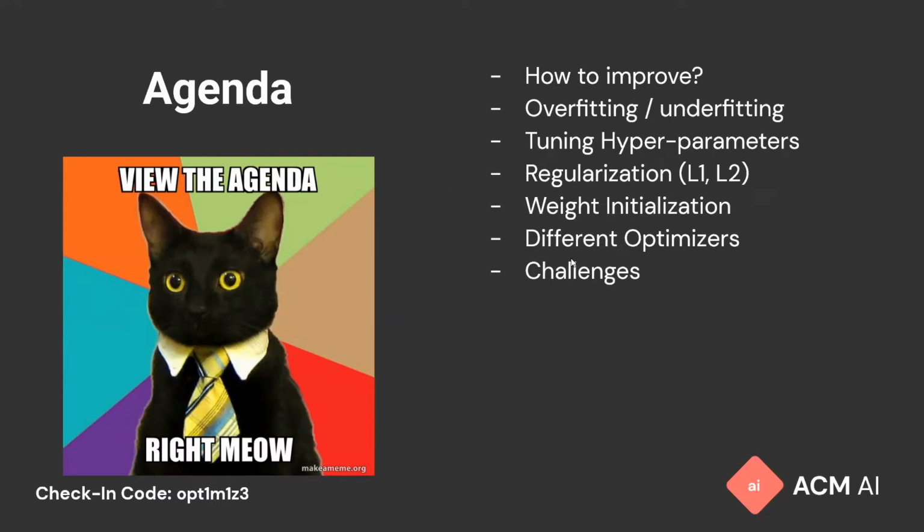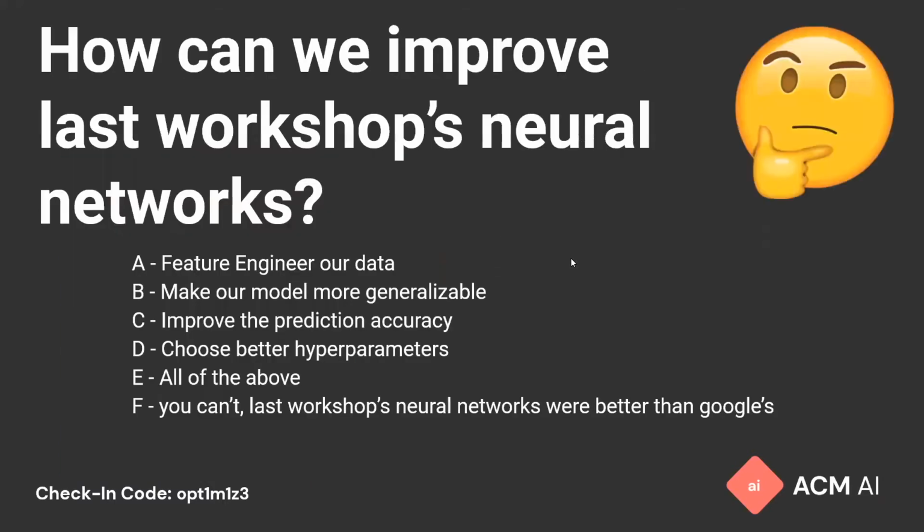So I think I'll hand this over to Jason, who gets started. But first, we'll get started with the first question. How can we improve the neural networks we talked about in the last workshop? So we use backpropagation.